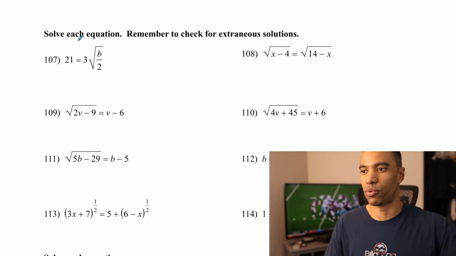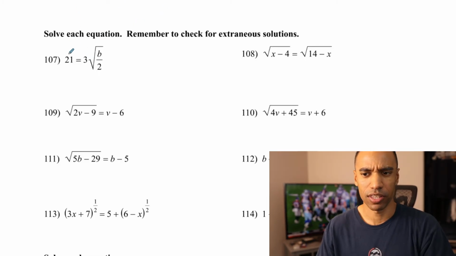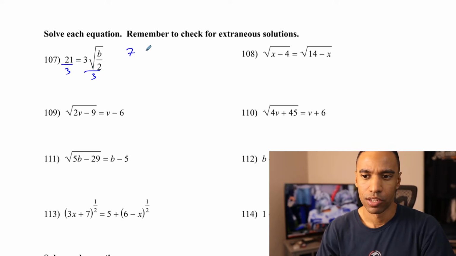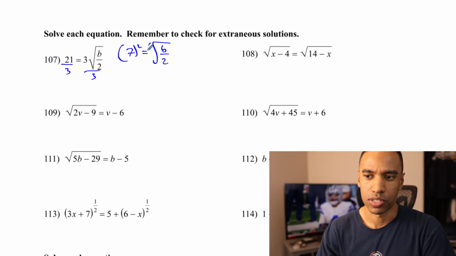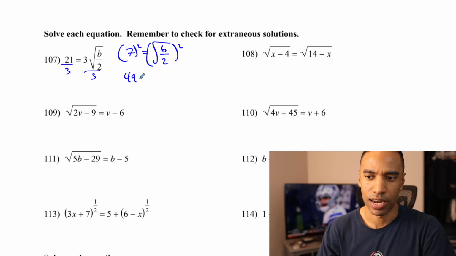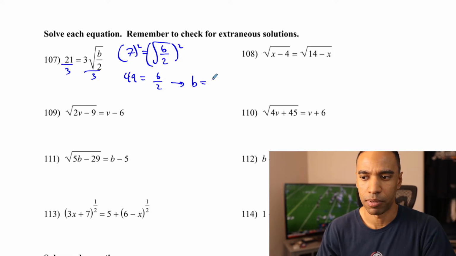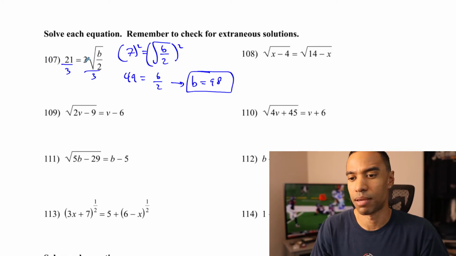All right. Solve each equation. Check for extraneous solutions here. Now I'm going to isolate this radical because dividing by 3 will actually help me out right here. That'll give me 7. So 7 equals square root of b over 2. If I square both sides then, I will get 49 equals b over 2. Multiply both sides by 2, I get b equals 98. Checking for extraneous solutions there, 98 over 2 is 49. Square root of that is 7 times 3 is 21.